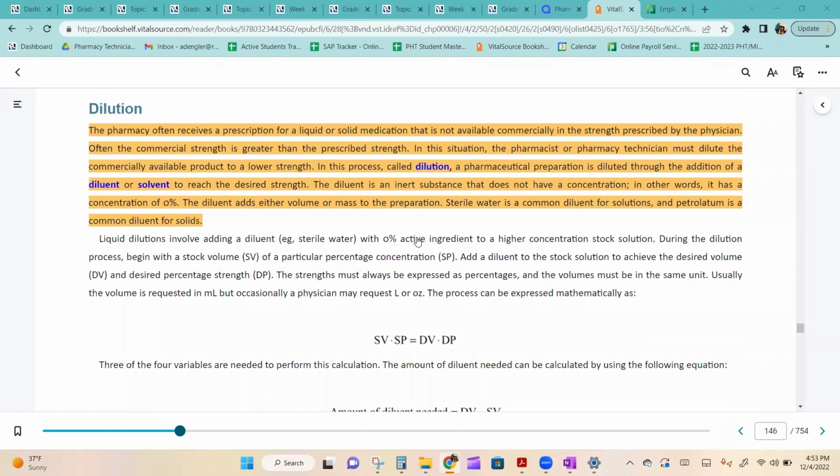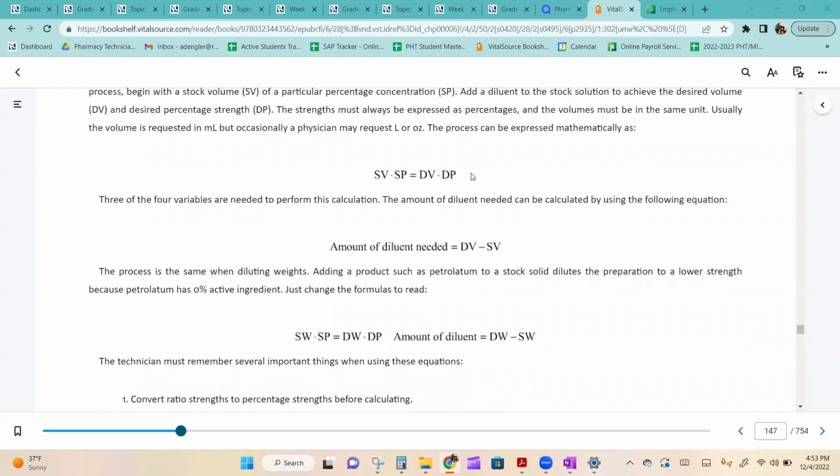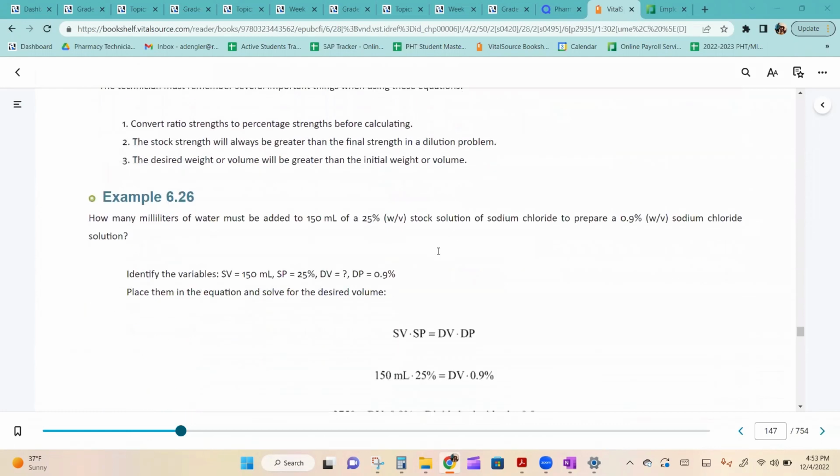Okay, so some dilution examples. We have this formula again, SV times SP equals DV times DP. SV stock volume, SP stock percent, DV desired volume, DP desired percent. Again, those of you that have been in the math mod might remember that that book uses, instead of SP and DP, SW and DW for stock weight and desired weight. So let's just jump right into the first problem.